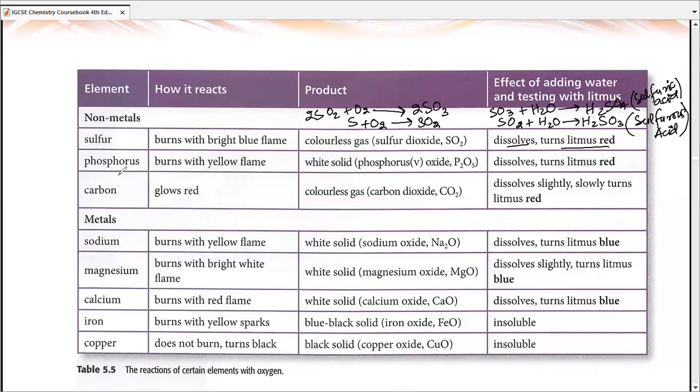Moving on, the next non-metal in the list is phosphorus. It burns with a yellow flame. It produces a white solid, phosphorus 5 oxide, P2O5. Actually, P4 reacts with 5O2 and it gives us 2P2O5. Phosphorus exists in the form of P4. You can simply write a P over here. It also exists in the form of P. All right. So we can write P4, we can write simple P. Both ways, the equation will be considered as correct and it would form phosphorus 5 oxide, the formula to which is P2O5.